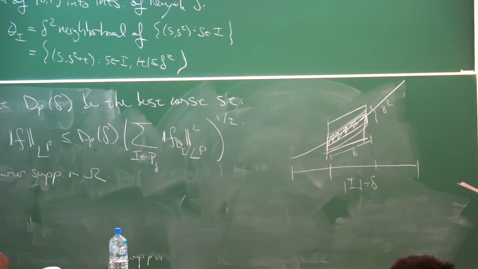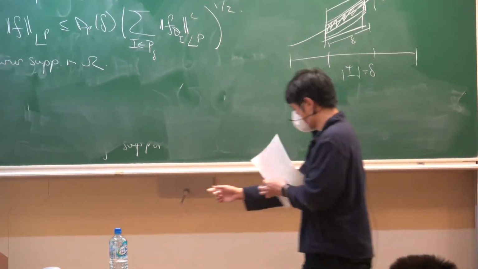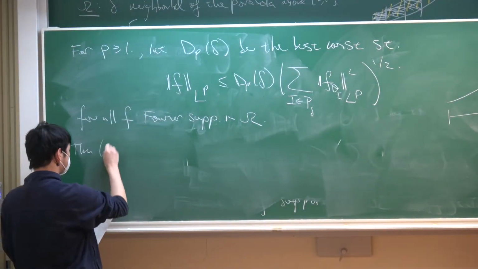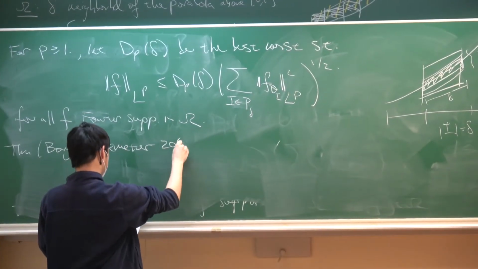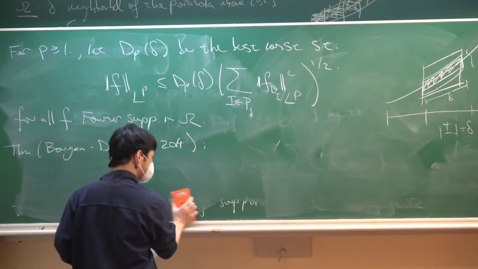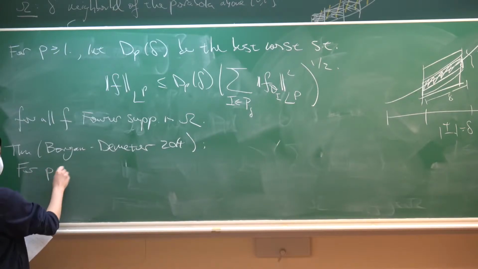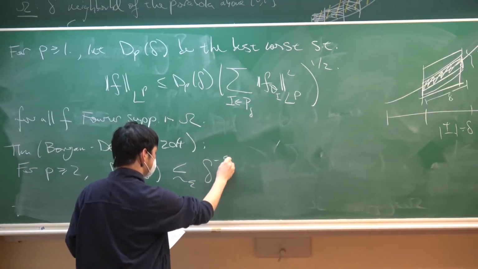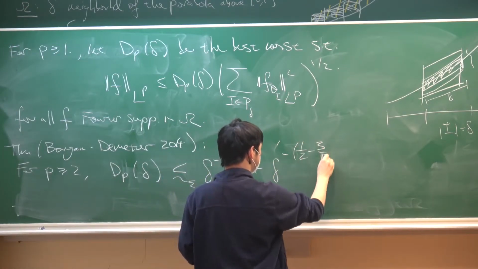Great. Okay, so now what's the Bourgain-Demeter decoupling theorem? Theorem, Bourgain and Demeter, 2014. For p bigger than 2, the decoupling constant is controlled by delta to the minus epsilon times (1 plus delta to the minus 1/2 minus 3 over p).